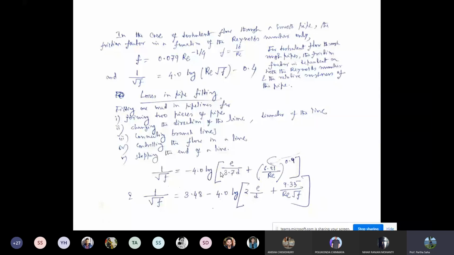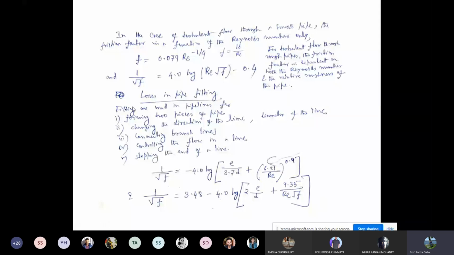Now, how does this head loss or pressure drop happen in pipe fittings? I have listed out the reasons. Mainly, the fittings are used in a pipeline for joining two pieces of pipe, changing the direction of the line, connecting a branch line, controlling flow, or stopping the end of a line.